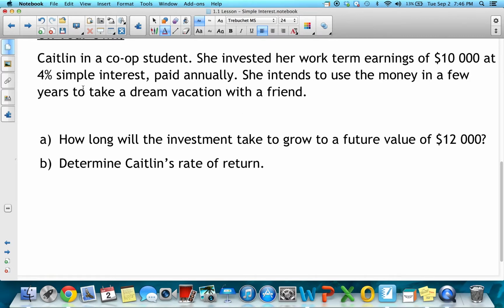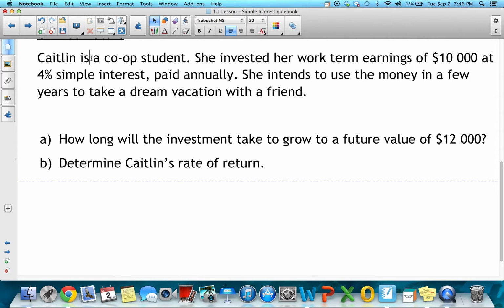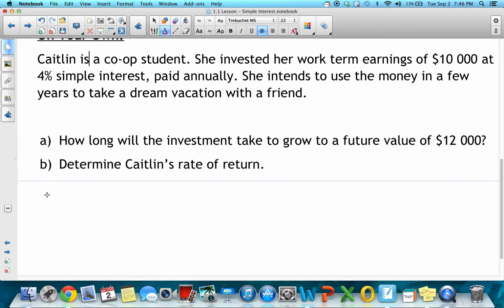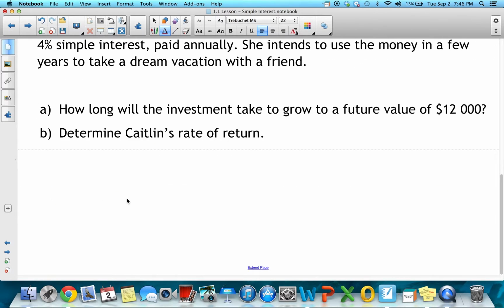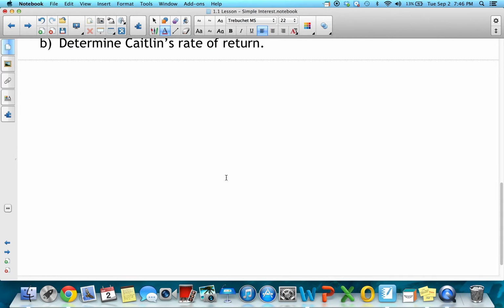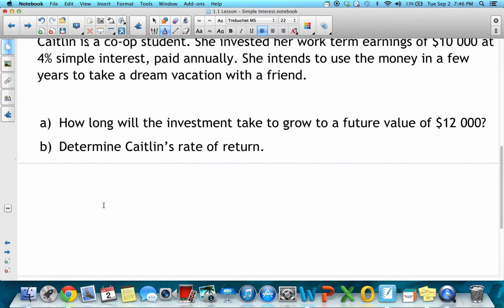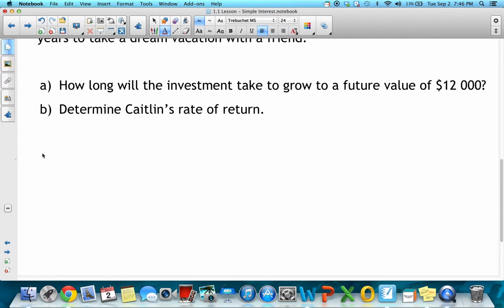So Caitlin is a co-op student. She invested her work term earnings at $10,000 at 4% simple interest paid annually. She intends to use the money in a few years to take a dream vacation with a friend. How long will the investment take to grow to a future value of $12,000? And then we need to determine her rate of return.